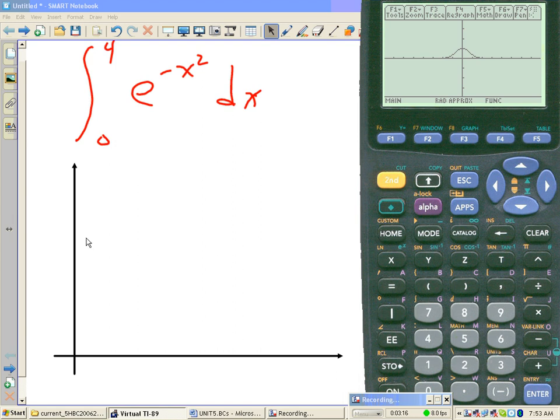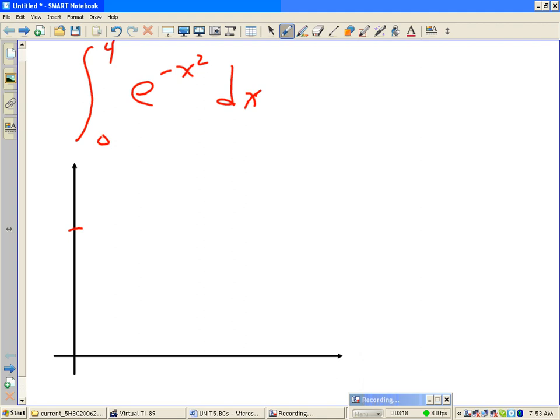So it looks like that. Here we go. So let's say this is 1, right? If you plug in 0, e to the 0 is 1. And it goes asymptotically to the x-axis. So it looks something like that. And let's say this is 0, 1, 2, 3, and 4.